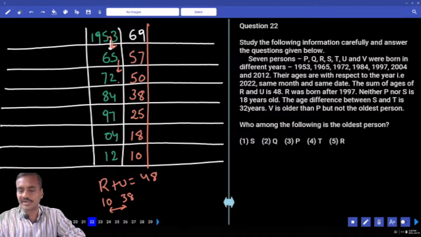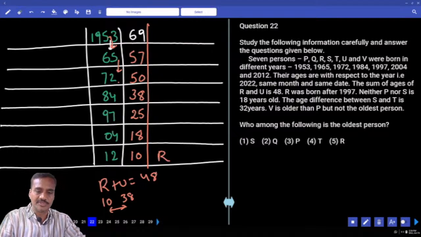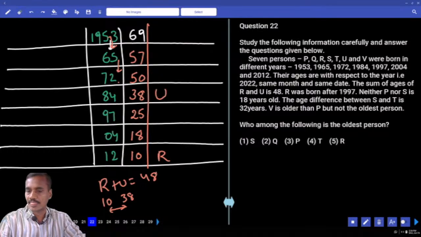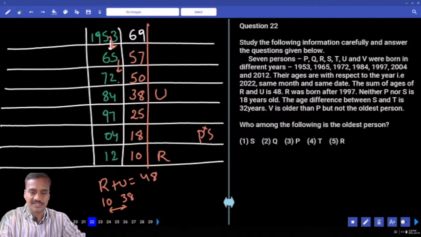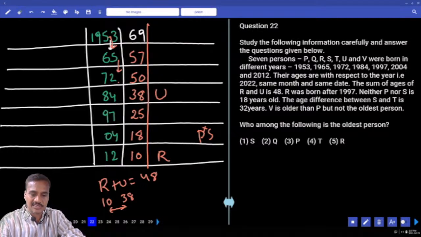And R was born after 1997. As R was born after 1997, R cannot be 38. Hence R is 10 years and U is 38 years. And neither P nor S is 18 years old. Now P and S cannot be at this place. And the age difference between S and T is 32 years. S and T, the age difference is so much? 32. 18 plus 32, is it there or not? 50. 25 plus 32, you need to have 57.